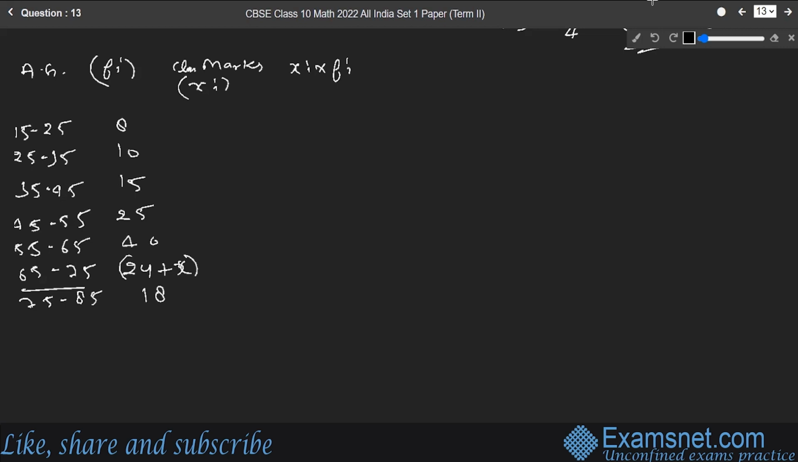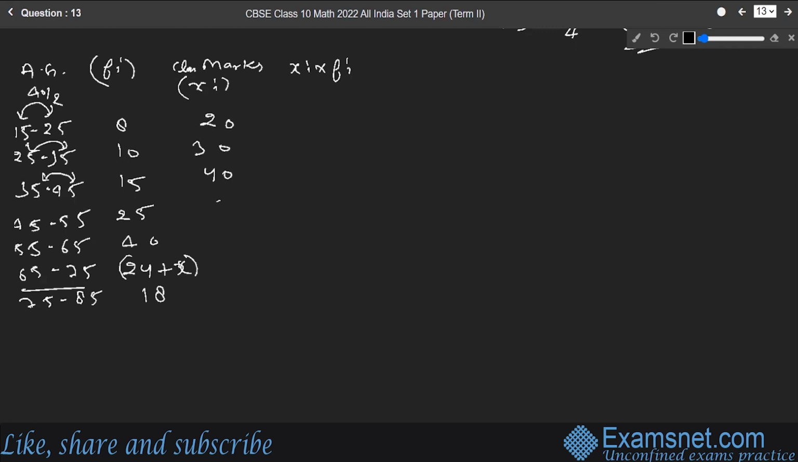Okay, let us write the class marks. The class mark is exactly between 15 and 25, so we can add it like that also. 15 plus 25 is 40, divided by 2, so the class mark for this class is 20. Similarly, 25 plus 35 is 60, 60 divided by 2 is 30, and 35 plus 45 is 80, 80 divided by 2 is 40. So this way we can find out the class mark.